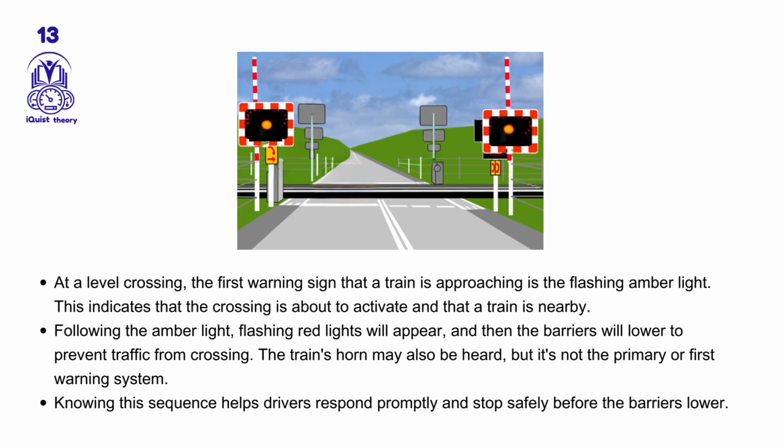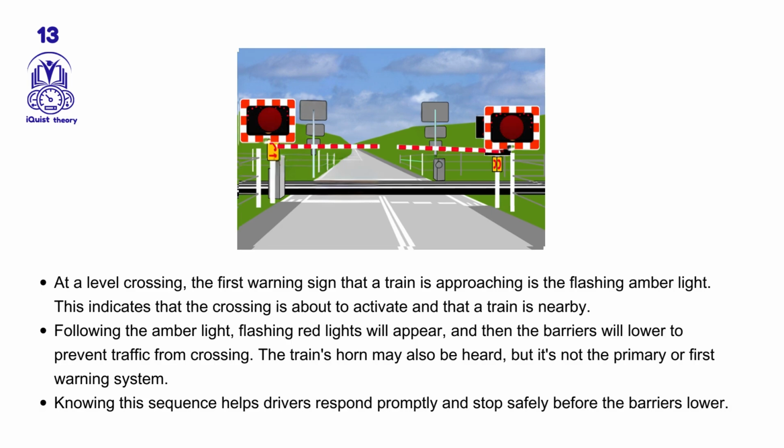At a level crossing, the first warning sign that a train is approaching is the flashing amber light. This indicates that the crossing is about to activate and that a train is nearby. Following the amber light, flashing red lights will appear, and then the barriers will lower to prevent traffic from crossing. The train's horn may also be heard, but it's not the primary or first warning system. Knowing this sequence helps drivers respond promptly and stop safely before the barriers lower.